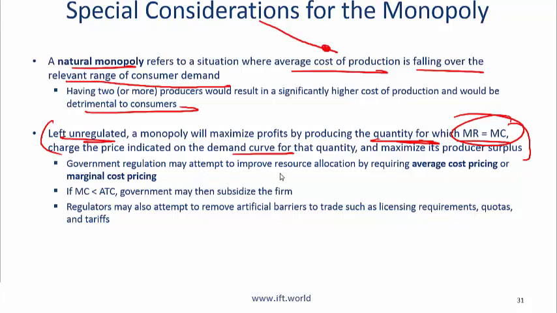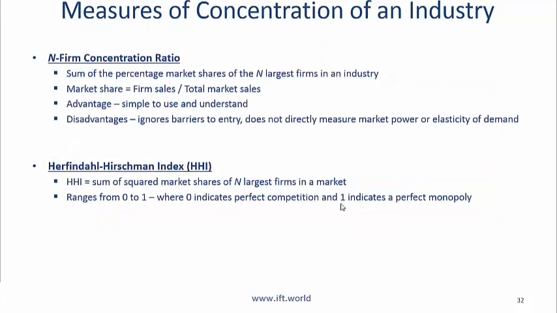Government regulation may attempt to improve resource allocation by requiring average cost pricing or marginal cost pricing. Average cost pricing is where the government or the regulator says that your price has to be equal to average cost. Marginal cost pricing is where the regulator says that the price must equal marginal cost. If the marginal cost is less than average total cost, then the government may need to subsidize. Regulators may also attempt to remove artificial barriers to trade, such as licensing requirements, quotas, and tariffs. So if a monopoly is created because of some barriers to trade, then what the regulator might do is try to remove those barriers.